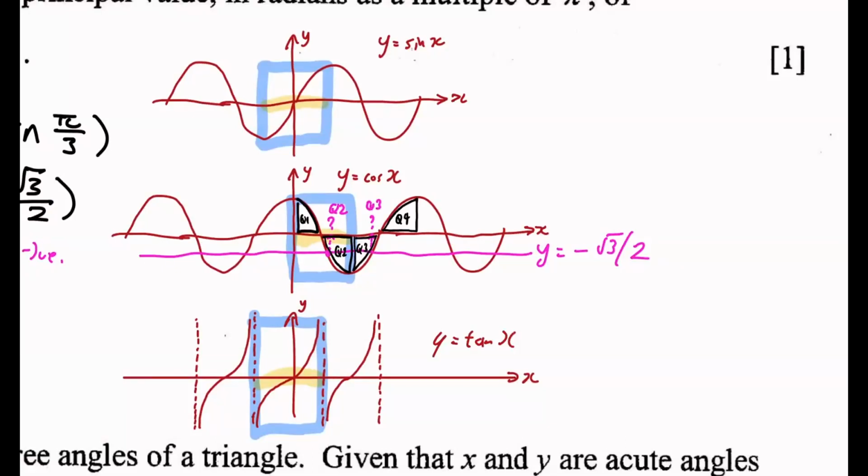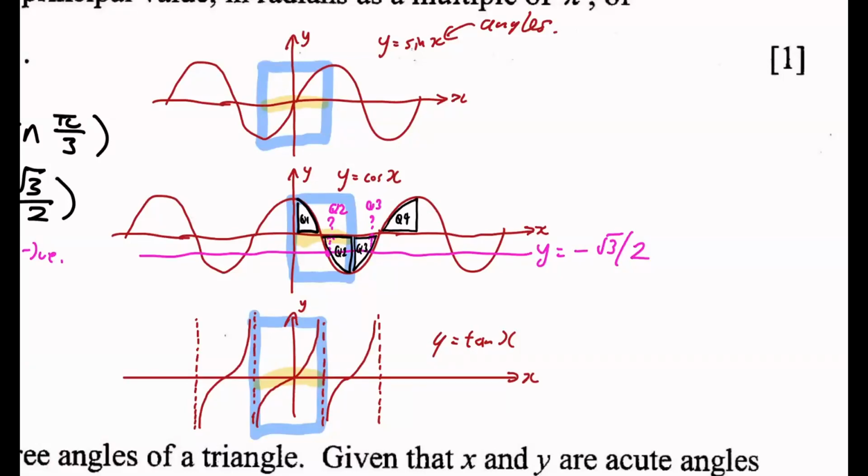Okay, principal value is referring to the x-axis, the allowed values of x, the angles. The x is the angles. Okay, allowed values of the angles. Why is it so special about these blue color regions? It is a one-to-one function. What do I mean by one-to-one?